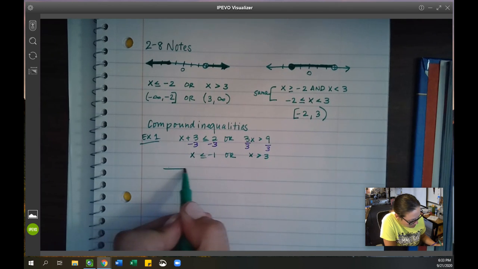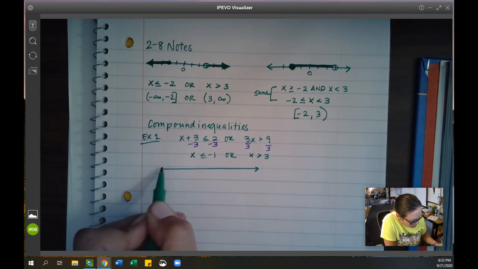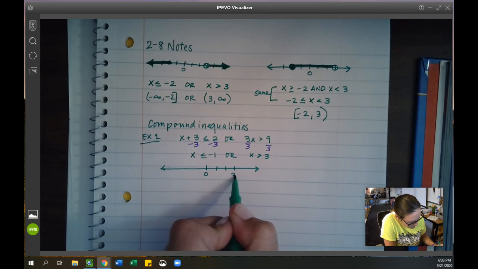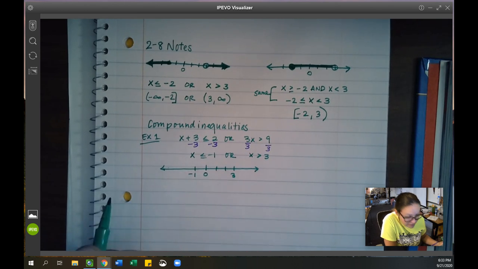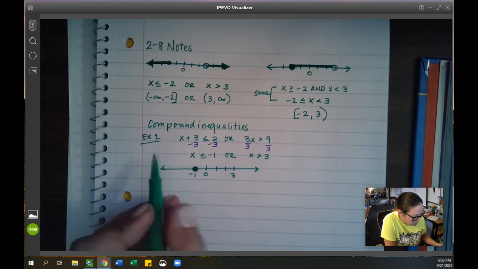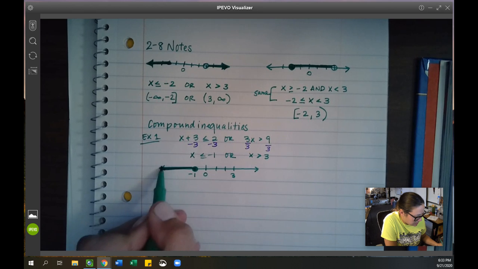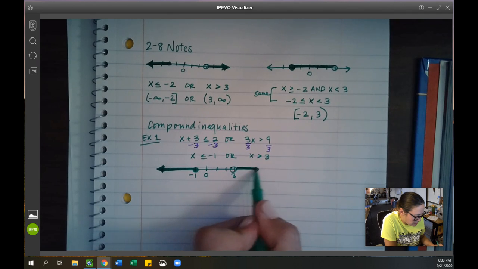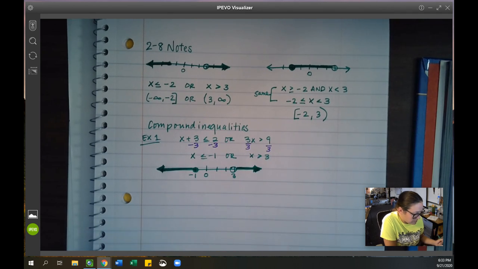So how would we graph this on our number line? Here's 0. There's 3. There's -1. I'm going to put a closed circle at -1. Shade to the left. Open circle at 3, shade to the right.